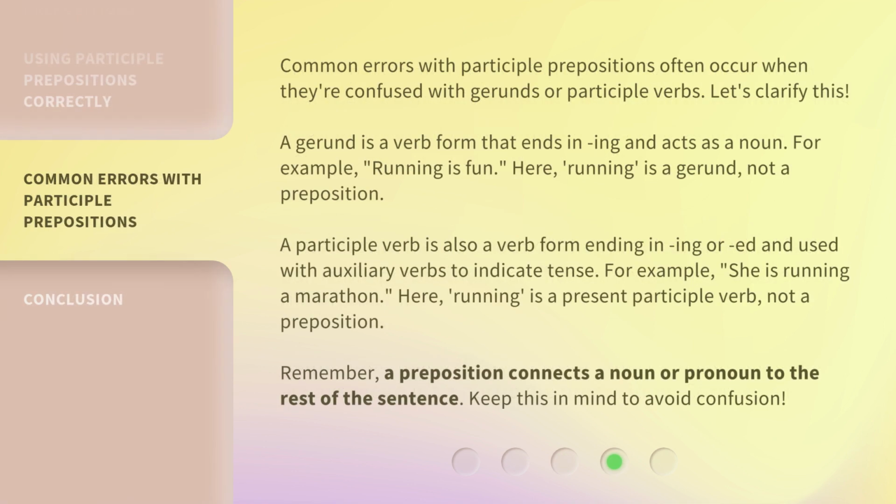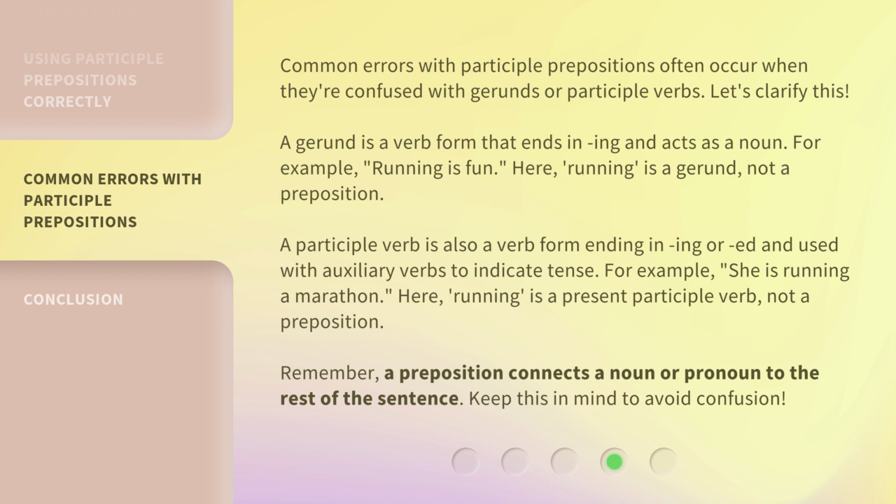Common errors with participle prepositions often occur when they're confused with gerunds or participle verbs. Let's clarify this. A gerund is a verb form that ends in -ing and acts as a noun. For example, running is fun. Here, running is a gerund, not a preposition.